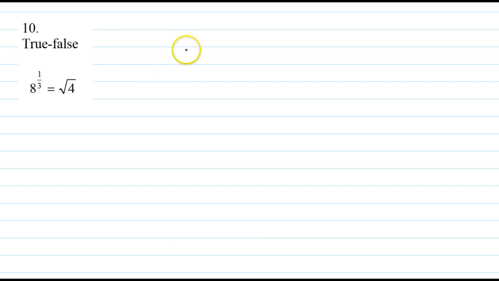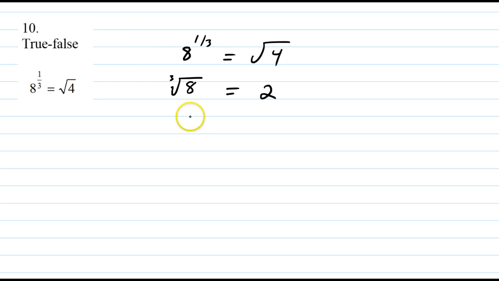Alright, so 8 to the 1/3. We want to see, is that equal to the square root of 4? Well, the square root of 4 is 2. 8 to the 1/3 is really the cube root of 8. Or, if you wanted to, you could say 2 to the 3rd to the 1/3. So when you raise power to power, you multiply, and so that gives us 2. Hopefully also by now you know that the cube root of 8 is 2. So either way, we get 2 equals 2. So that one is true.